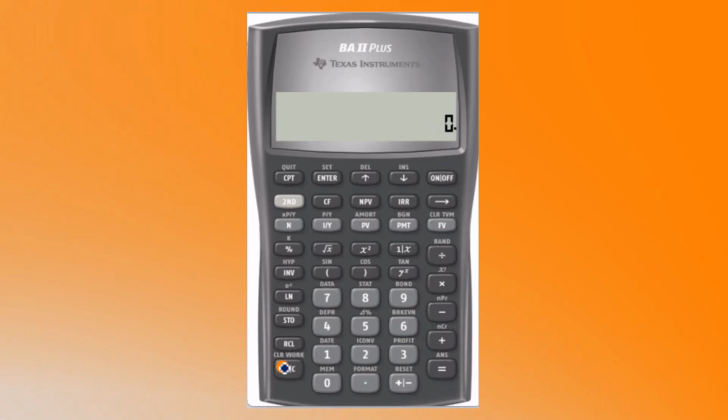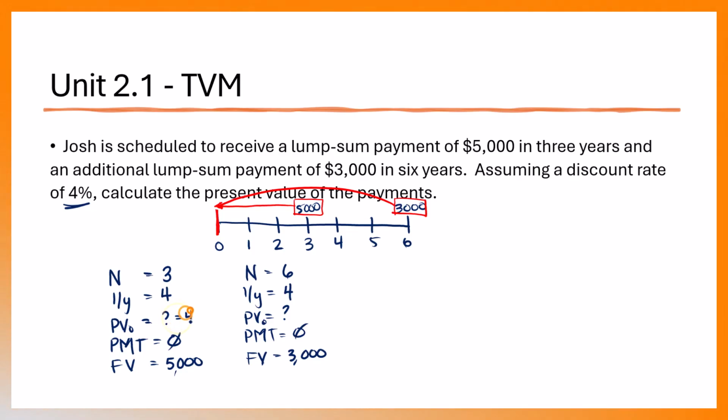We'll use our calculator, clear our time value money inputs. 3 for N, 4 for IY, 0 for payment, 5,000 for the future value. Compute the present value. We can see that the present value of the $5,000 today is $4,444.98.